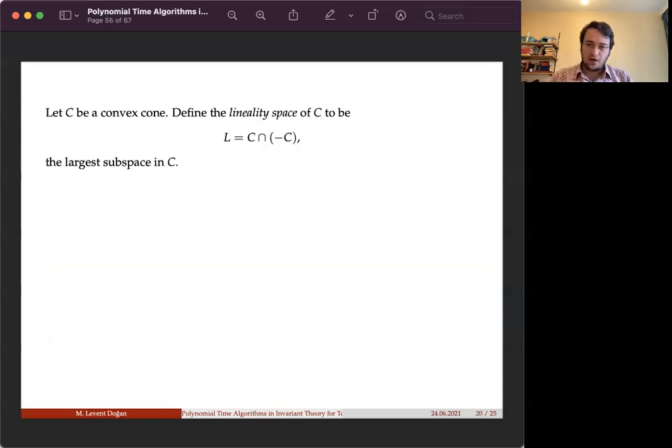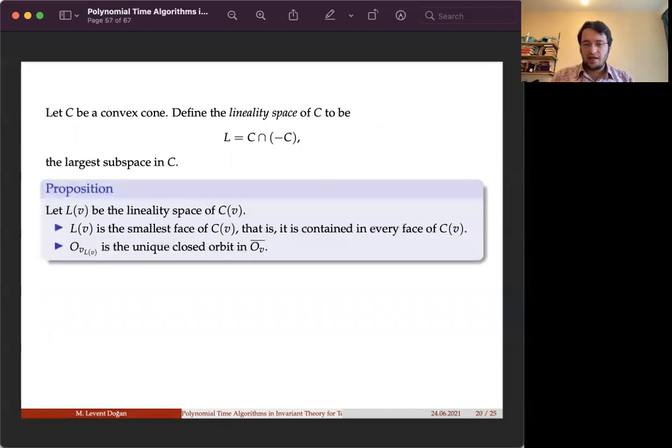There is a special face of a cone that is called the linearity space. The linearity space of a convex cone C is the largest subspace contained in C. If L_v denotes the linearity space of C_v, the Newton cone of v, then one, the linearity space is the smallest face of the cone, in the sense that every face of the cone contains the linearity space. And two, as expected, this linearity space corresponds to the unique closed orbit. So the orbit of v restricted to the linearity space is the unique closed orbit inside the orbit closure of v.